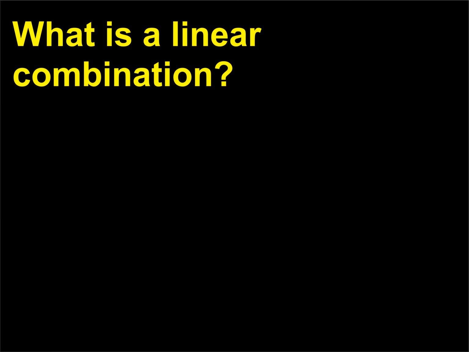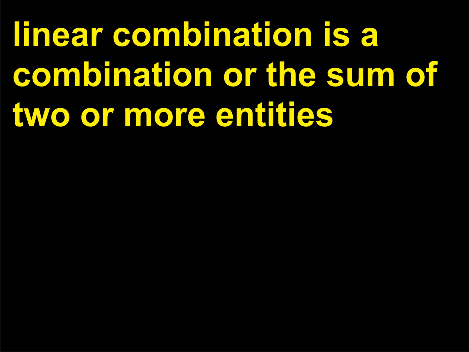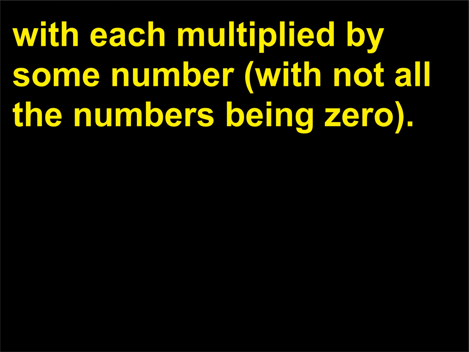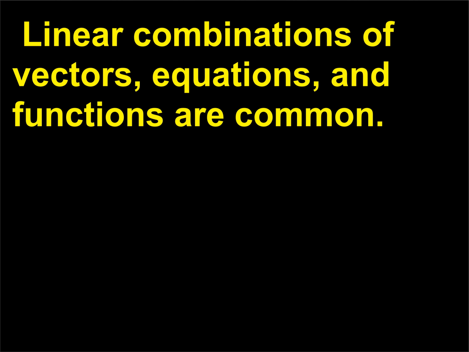What is a linear combination? Linear combination is a combination or the sum of two or more entities, with each multiplied by some number, with not all the numbers being zero. Linear combinations of vectors, equations, and functions are common.